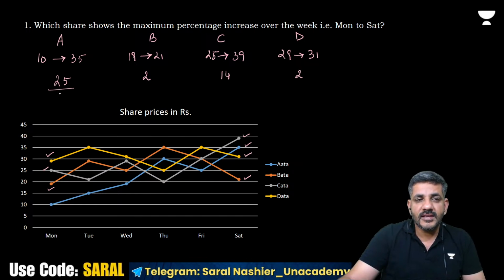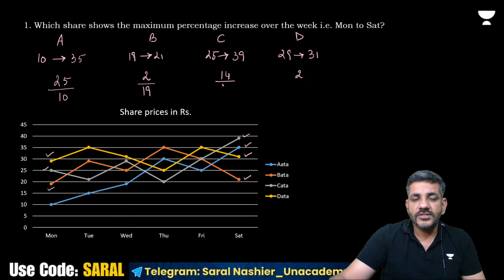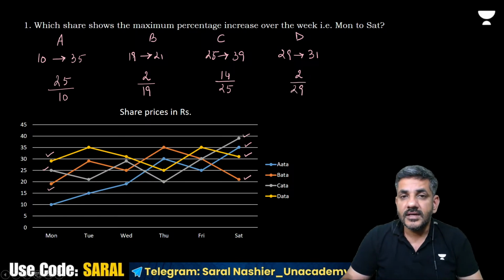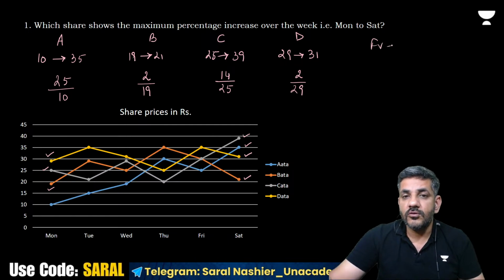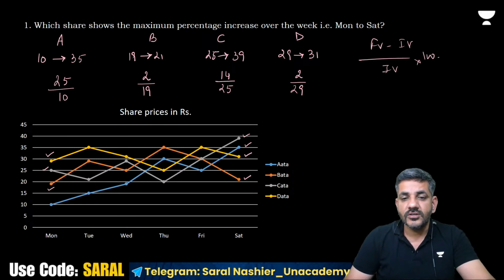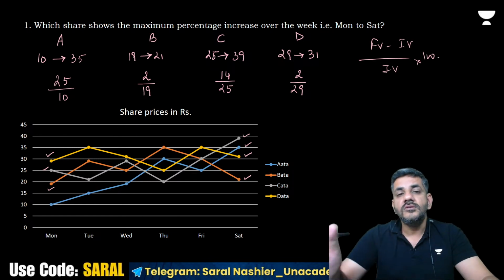This 25 is the increase on a base of 10. This 2 is the increase on a base of 19. This 14 is on a base of 25. And 2 is on a base of 29. I hope you remember it from the last class. It is given by the final value minus the initial value, which I've written as a difference in the numerator, divided by the initial value into 100. So that's how I get the maximum percentage increase over Monday to Saturday.